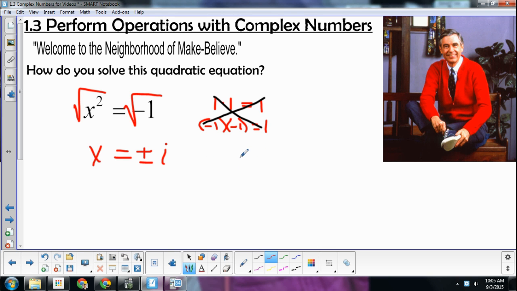i is the imaginary unit, okay? And i, by definition, is equal to the square root of -1, a value for which there had previously been no particular answer. So having this i, the imaginary unit, the imaginary number, allows us to then solve quadratic equations that normally we wouldn't have been able to do.